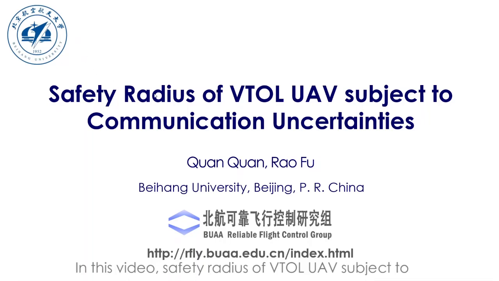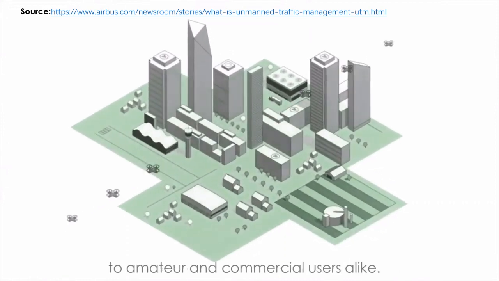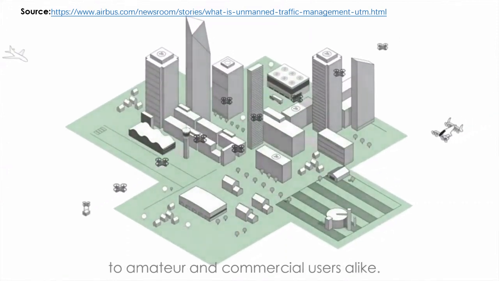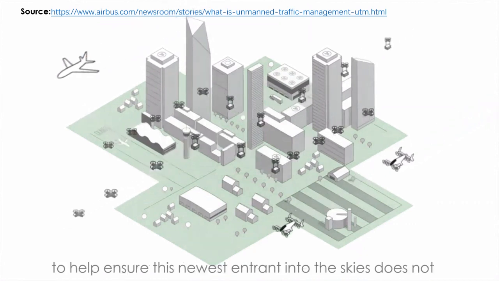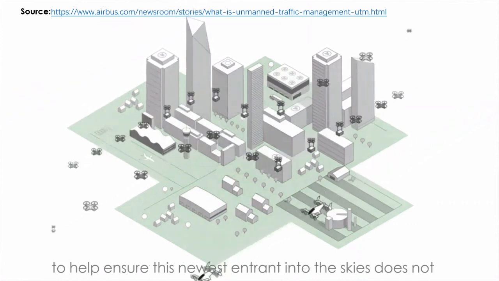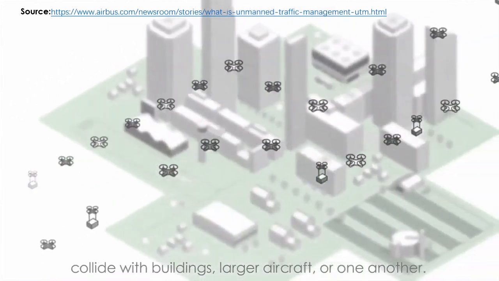In this video, safety radius of VTOL UAV subject to communication uncertainties will be introduced. Drones are now becoming increasingly accessible to amateur and commercial users alike. A safety air traffic management system is needed to help ensure this newest entrant into the skies does not collide with buildings, larger aircraft, or one another.